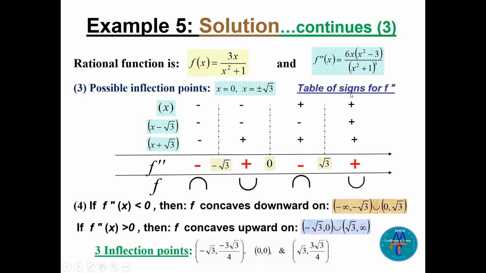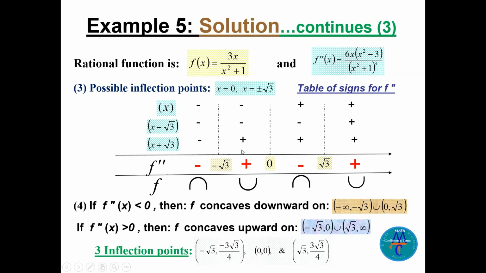So let's do a table of signs for f double prime. So we put x minus root 3, x plus root 3. You know how to do the table of signs. Many times we have done this. So we put a negative number there, and then we have minus, f double prime is negative. That means the function itself will be concave down.